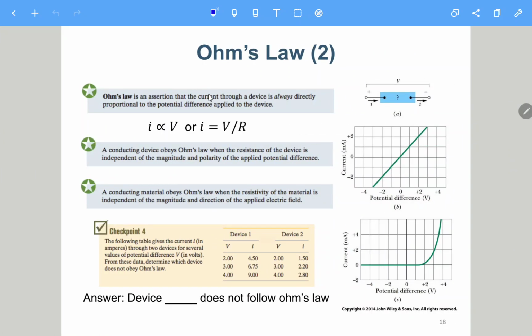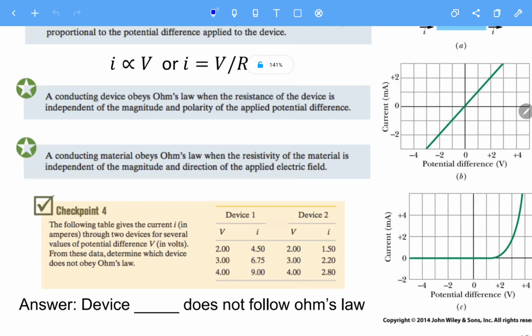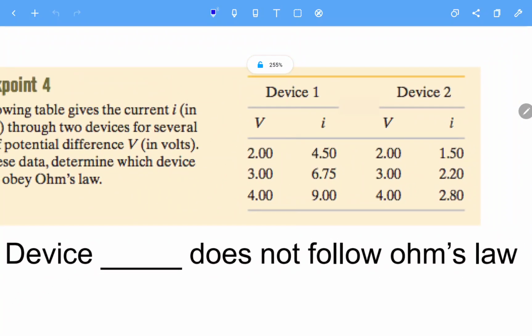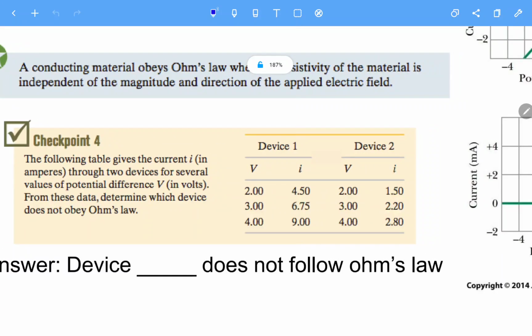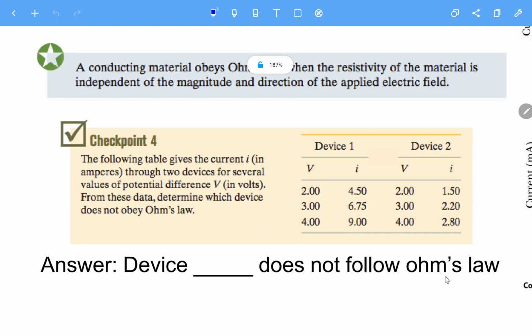Yeah, so here Ohm's law: I is proportional to V, I equals V over R. Okay. So this is a quick checkpoint. It asks you which device, device 1 or device 2, does not follow Ohm's law? Which of them does not follow Ohm's law?